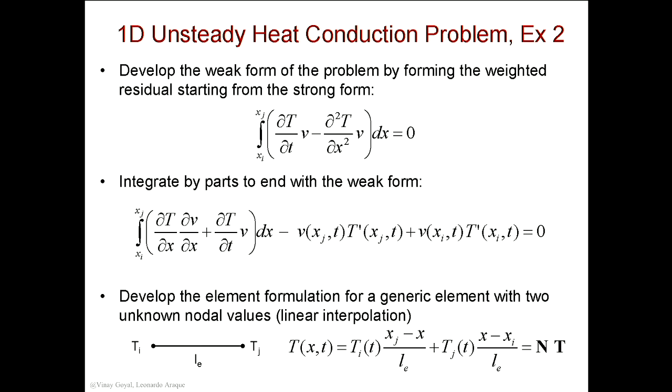Remind me to remove this t because that's incorrect. The weight function that we're selecting is not a function of time. I form the weak form. I will use a linear approximation that looks like this. Now Ti is at this node and Tj is at this node. These are functions of time also. This is my approximation over an element, and I'll select a linear approximation.